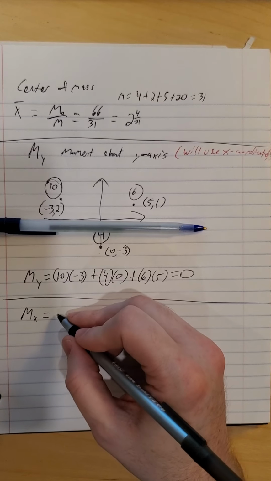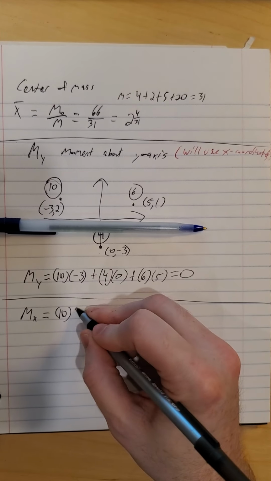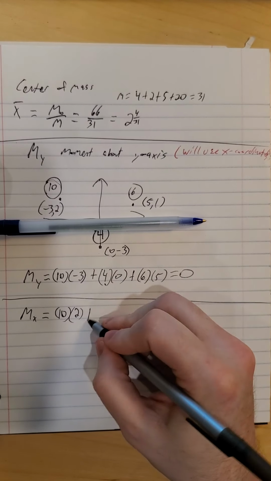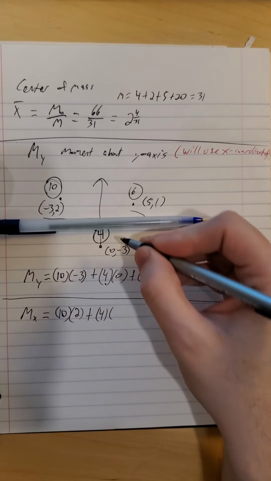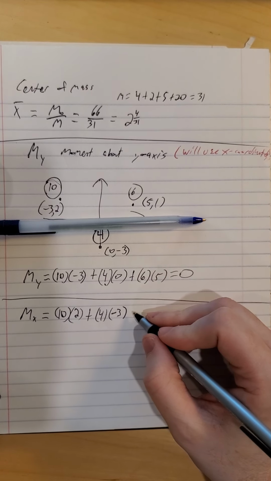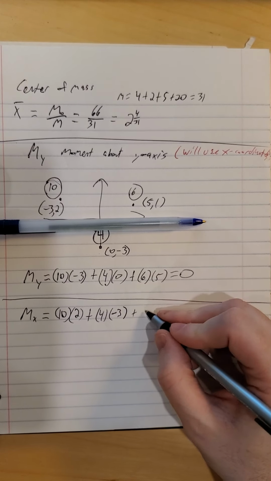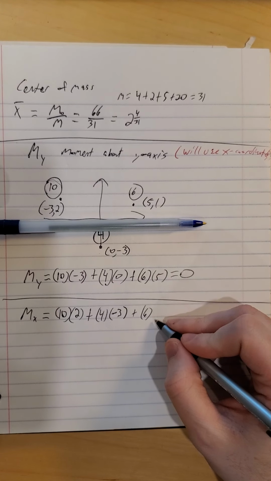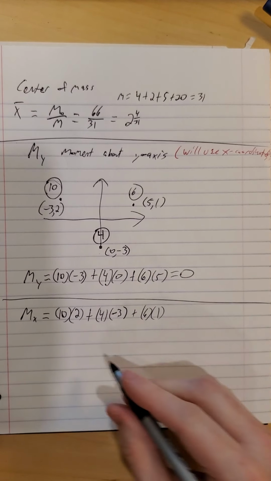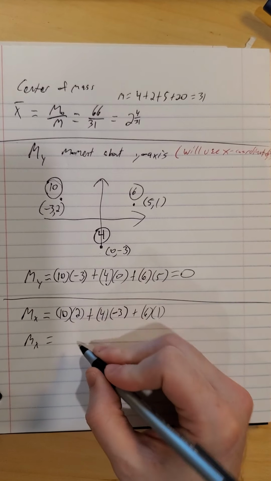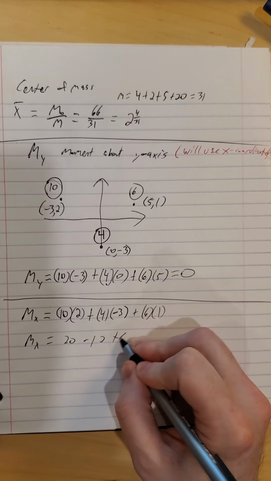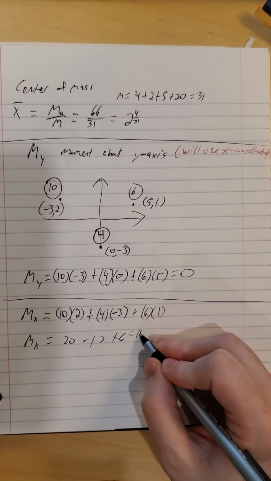So our top left object there still has a mass of 10, and it is 2 units above where we're putting our little balance beam here. Our next object still has a mass of 4, but now it's 3 units below where we're putting our balance beam. And our last object, 6 for the mass, and we are 1 unit above where the balancing pin is. So our moment about the x-axis, we have 20 minus 12 plus 6 for 14.